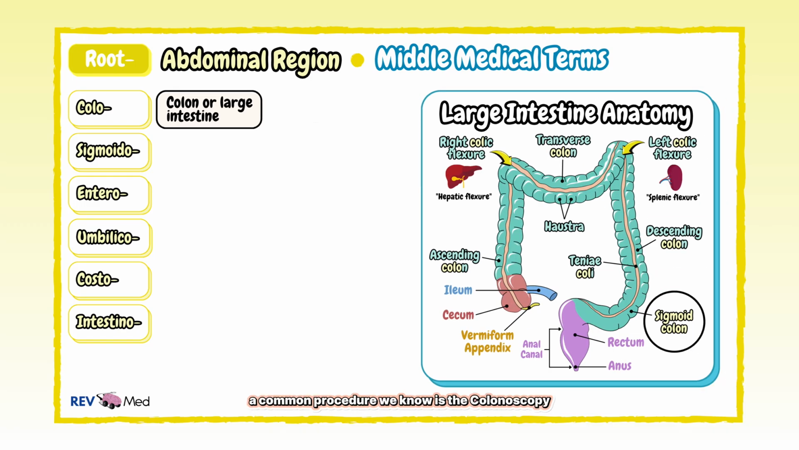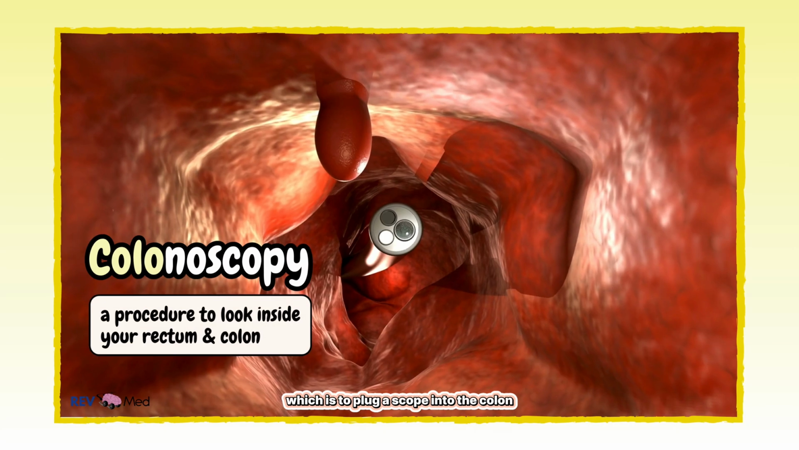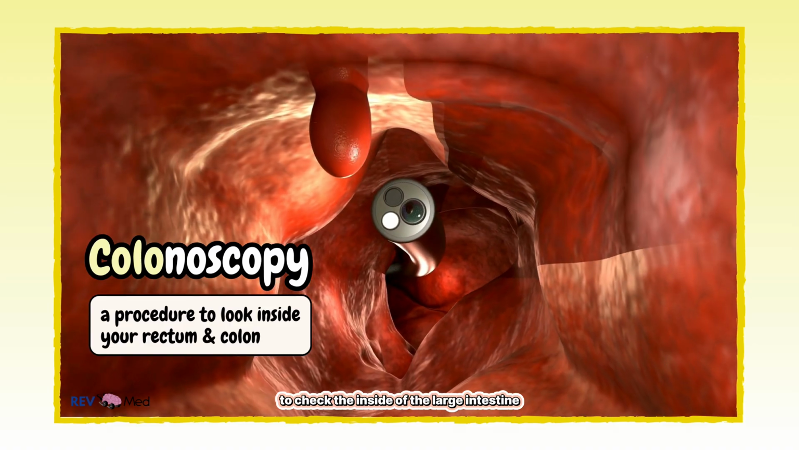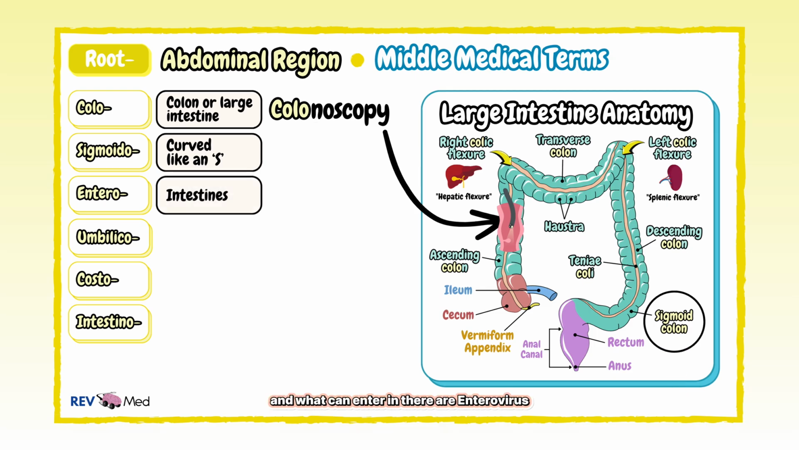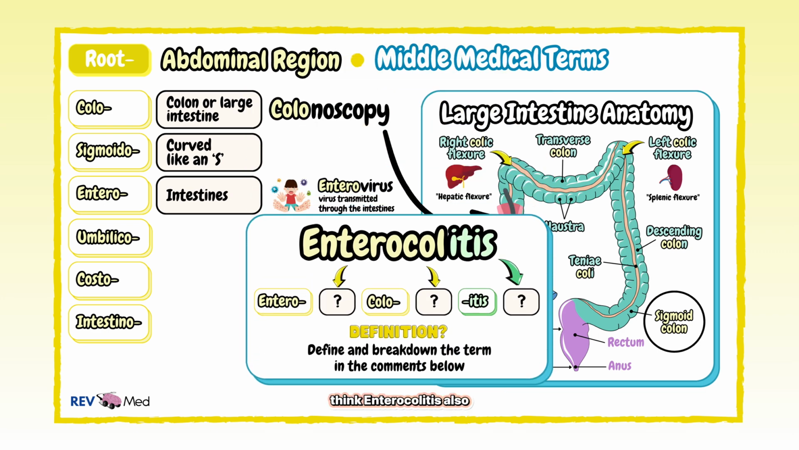A common procedure we know is the colonoscopy, which is to plug a scope into the colon to check the inside of the large intestine. Sigmoidal refers to curved, like an S. Think sigmoid colon. Entero refers to intestines, and what can enter in there are enteroviruses that are transmitted through the intestines. Think enterocolitis also. You can break down this word yourself in the comments, because now you know it.